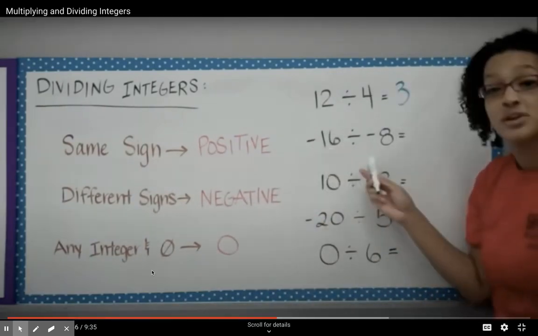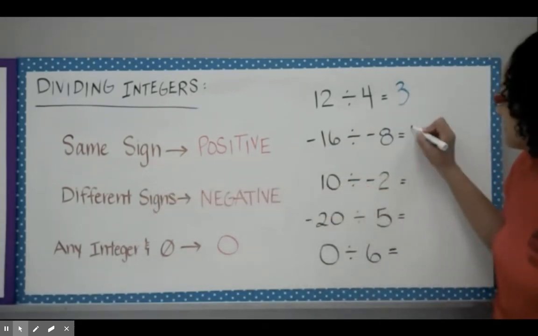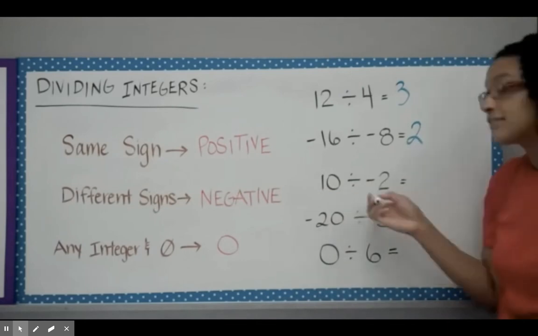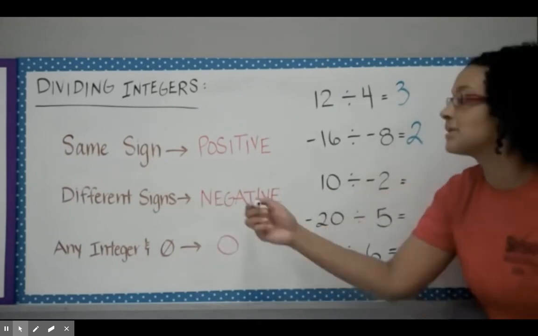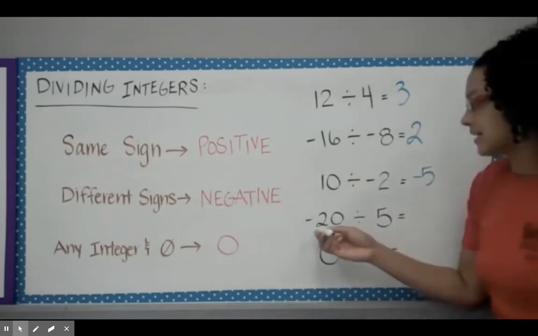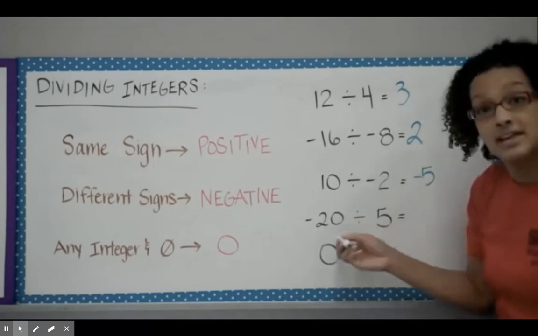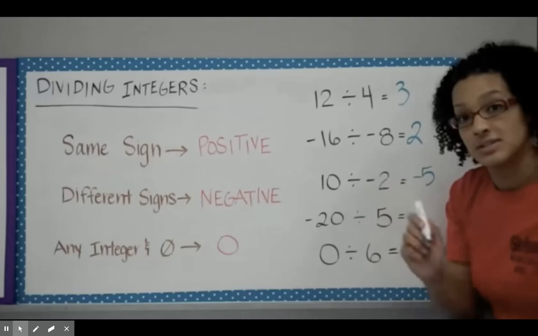They have the same sign, so my answer is going to be positive. Here, both numbers are negative. They have the same sign, so my answer is going to be positive. Divided by negative 2, they have different signs. So my answer is going to be negative. Negative 20 divided by 5, again, they have different signs. One's negative, one's positive, and so my answer is going to be negative.